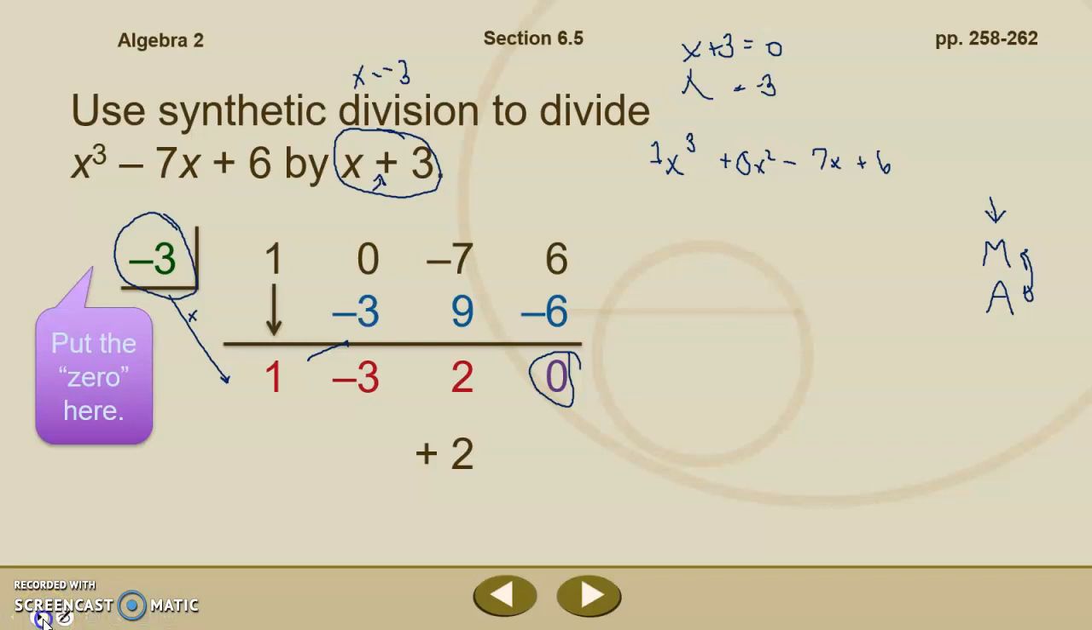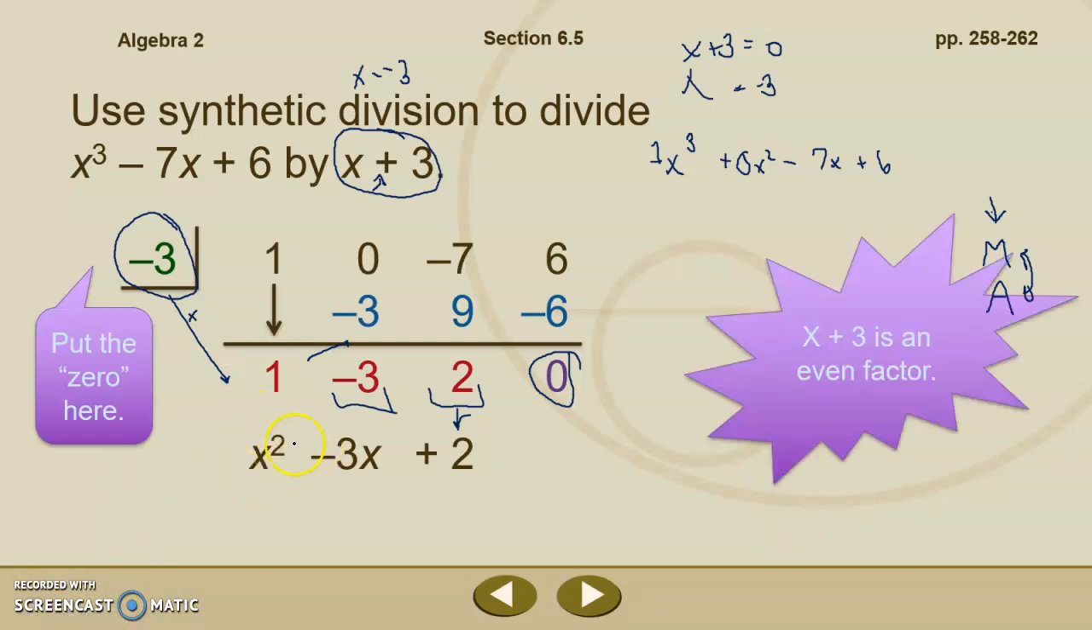We then write our depressed polynomial. Our last number here, not the 0, is our new constant term. So we had a 6, and now we have a 2. The number immediately to the left of that becomes the new x term. We had a negative 7x, now we have a negative 3x. And the number to the left of that becomes our new x squared term. We had a 0x squared, and now we have just 1x squared, or x squared. This is called our depressed polynomial.